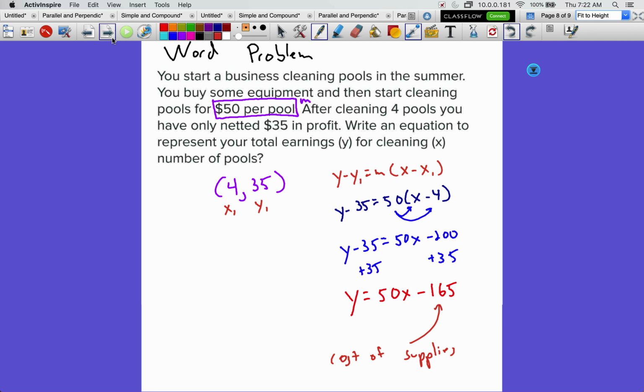All right. Now that we have an equation, you can plug in any number. We could plug in a 10 here and see how much money we would have after cleaning 10 pools or 20 pools, and so on.